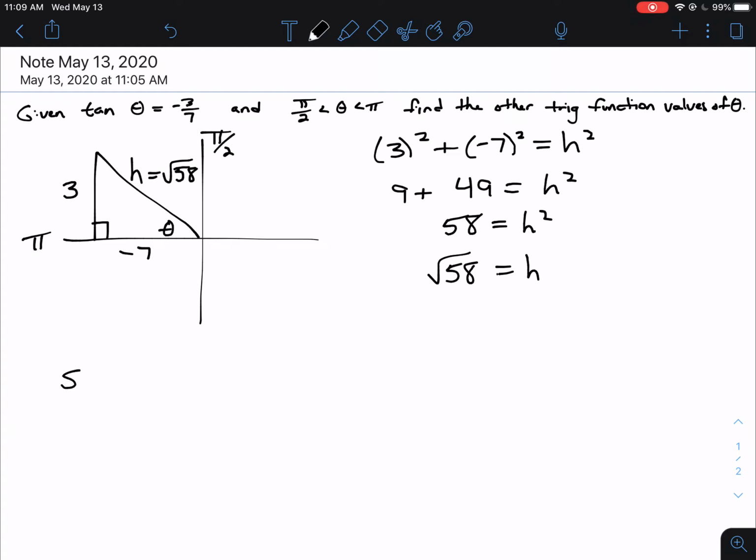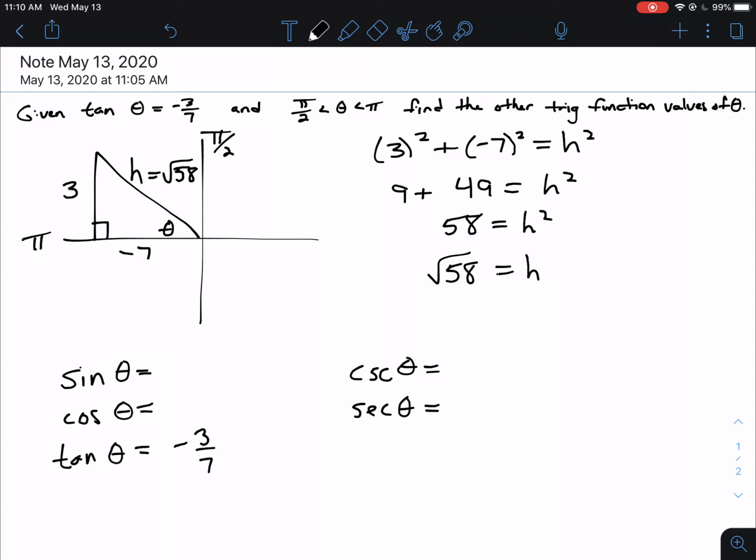So remember that we're looking then for sine of theta, also for cosine of theta. We already know what tangent of theta is. I'm going to go ahead and write it in here still, just because we're going to be using that to help us find cotangent. And then we'll go ahead and write our reciprocals down. So cosecant is the reciprocal of sine, secant is the reciprocal of cosine, and cotangent is the reciprocal of tangent. Okay, so let's go and find sine and cosine, and then we can just use the reciprocals to find the other values.